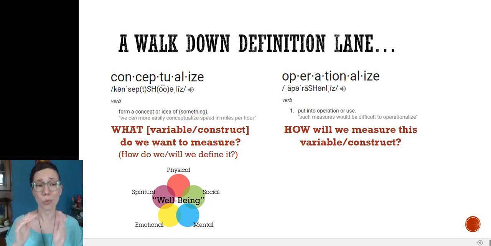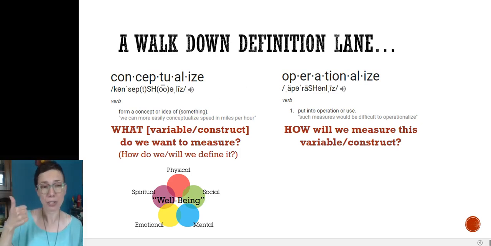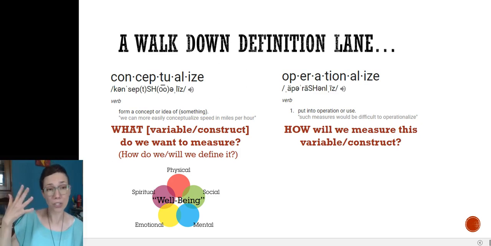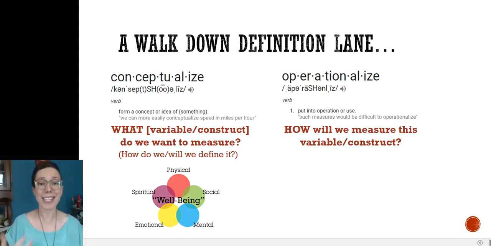So maybe instead of just one survey question, that would be operationalizing, what is your well-being? Maybe I need to have 5 instead to ask people about their physical well-being, their social well-being, their mental well-being, their emotional well-being, their spiritual well-being. I have to think differently about how I'm going to actually operationalize, how I'm going to actually measure this information based on how I'm defining this information.